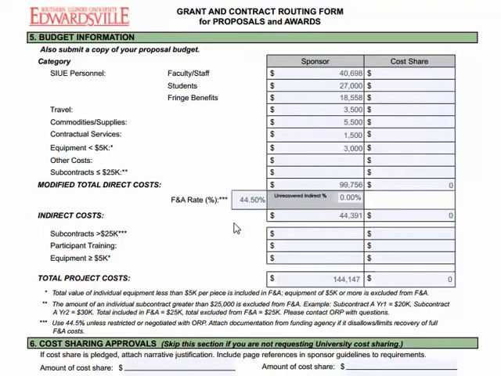Other costs for a grant that are not included in the indirect rate calculation are down below at the bottom of that table. Those types of costs include any subcontract that is over $25,000. If you're having participants on a project, the costs related to giving funds to those participants are under this line, and equipment items that cost $5,000 or more a piece are included under this section. So you can see the total project costs are automatically calculated at $184,647.